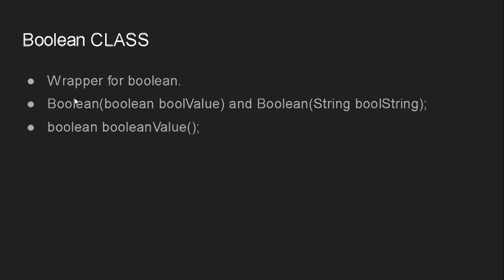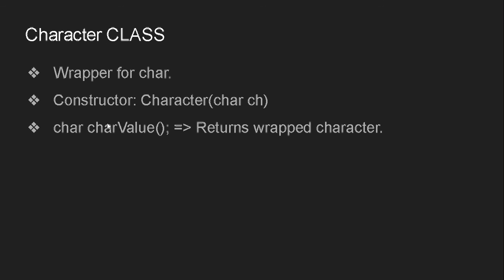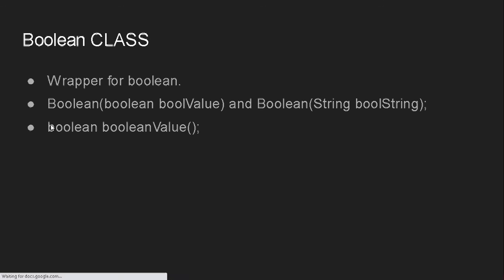Then after that we have these two constructors. The first constructor is accepting a boolean parameter, and the second constructor is accepting a string as a parameter. So here if I write a boolean true, and if I try to use this particular method booleanValue, this third point, this method is similar to this particular method only. Here it is going to return the wrapped character, here it is going to return the wrapped boolean value.